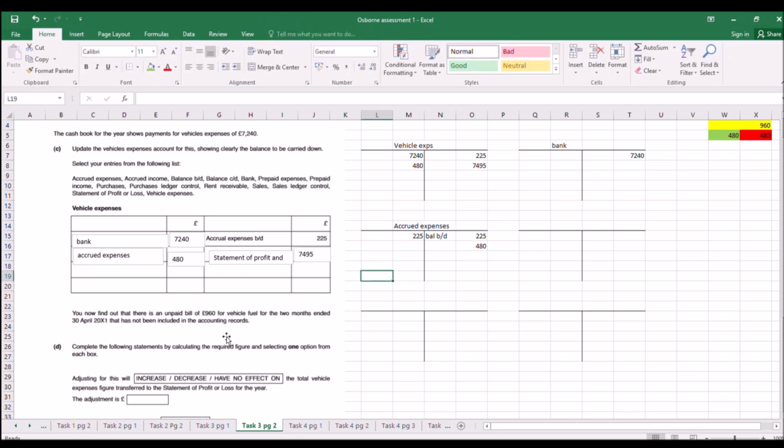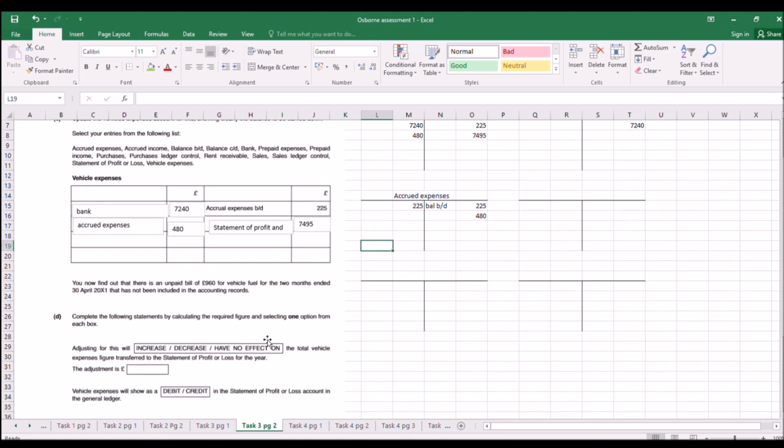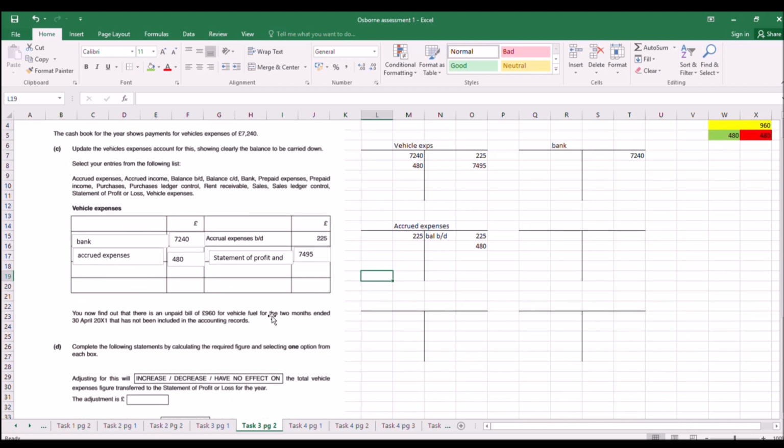You now find that, so that's where we are. Complete the following statement, calculating the figure required, and selecting one option for each box. Adjusting for this will increase the effect on the total vehicle expenses. Oh, hang on a second. So what we're actually saying is that this is not in there, so we've now found it, and it's not included in the account record. So this shouldn't be in, but let's leave it in for the moment, because we can see we've gone from there to there, so we're going to increase it anyway. So let's just take these ones out, but we know that this is now an increase.